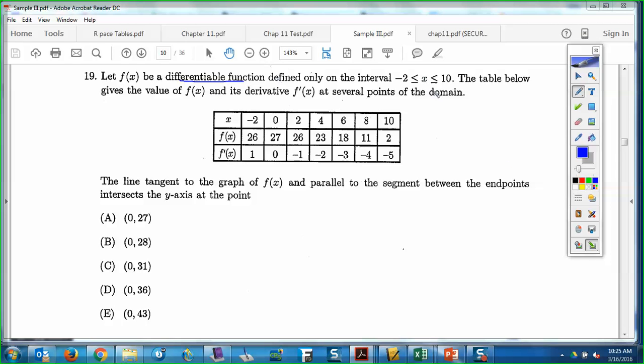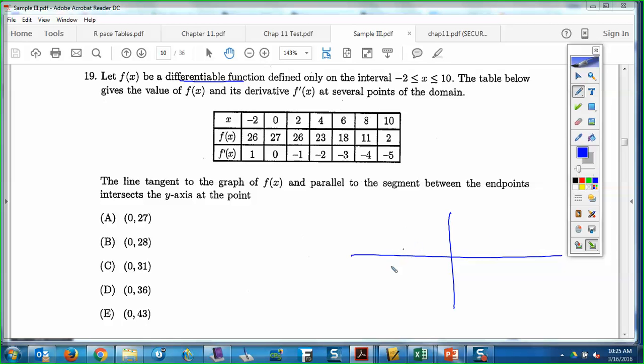So it's all good from that standpoint. So that's good when they say that. So the line tangent to F and parallel to the segment between the endpoints intersects the y-axis at the point what? Okay, so think of it this way.